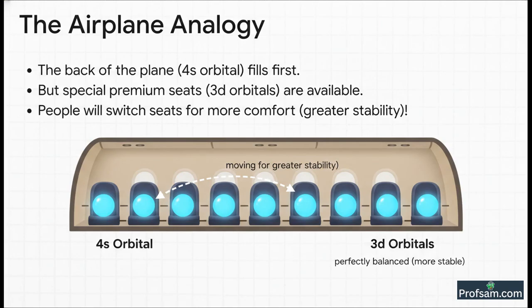Normally, the seats at the back of the plane, let's call that the 4s orbital, they fill up first. But there are also these special premium seats available. Those are our 3d orbitals. Now imagine if just by moving one person from the back to a premium seat, you could create a perfectly balanced and symmetrical row. Either one person in every single seat, or every seat completely full. Well, people would happily switch for that extra comfort, right? That feeling of comfort is exactly like the greater stability that the atom achieves.